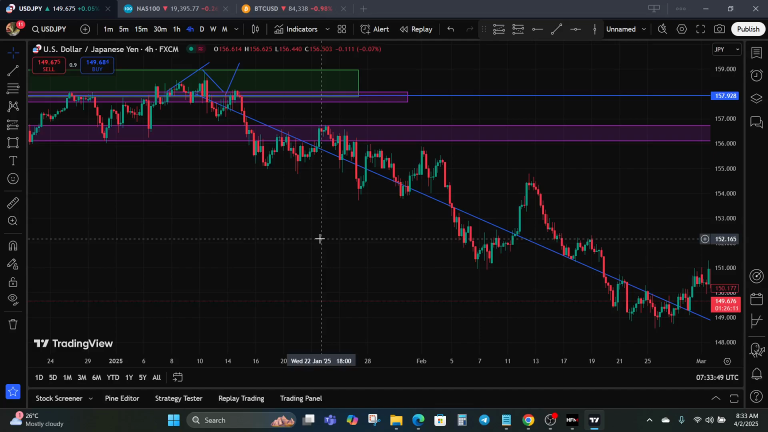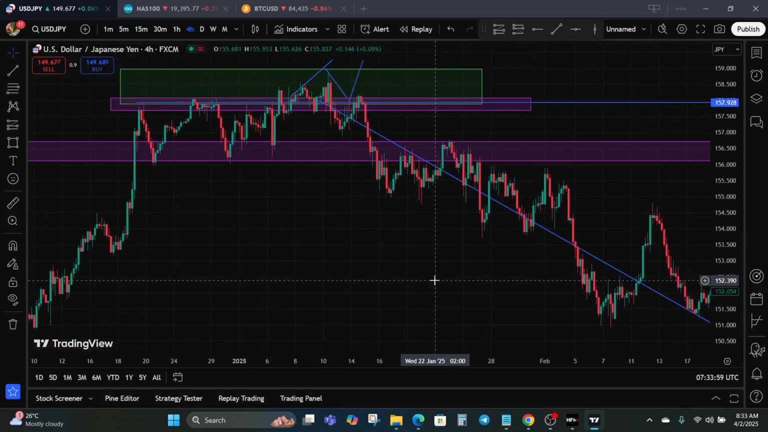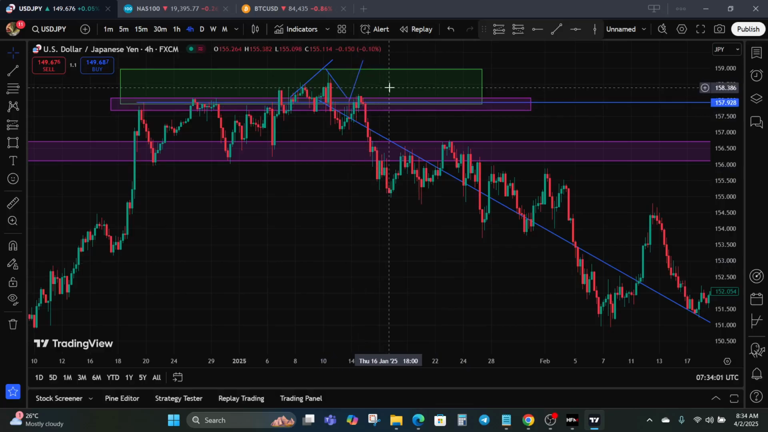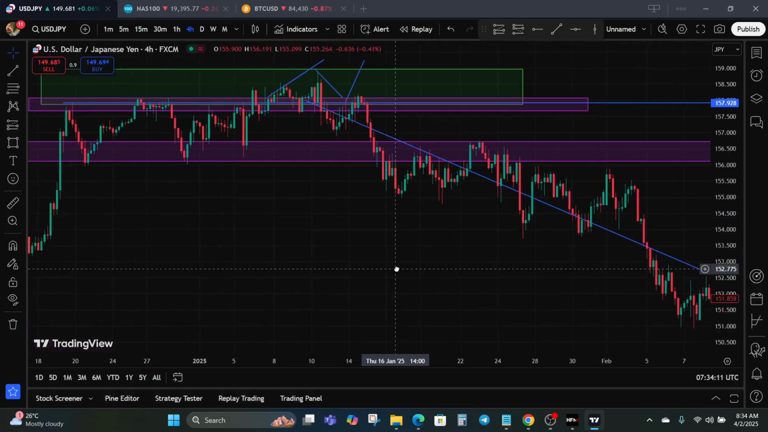So now that you understand what institutional order flow is, how can you actually use it in your trading? Here is a simple step-by-step approach, okay? The first step is to identify liquidity zones where retail traders have placed their stop losses. Once you have identified that, you wait for a liquidity grab. What does that mean? You wait for a sudden spike, right? Wait for a false breakout to happen.